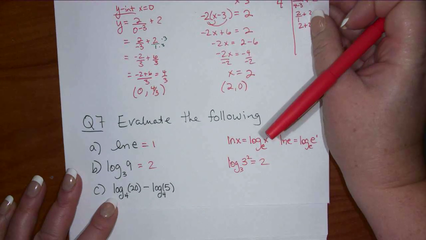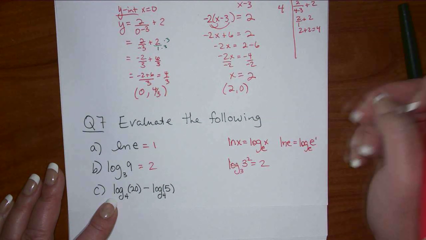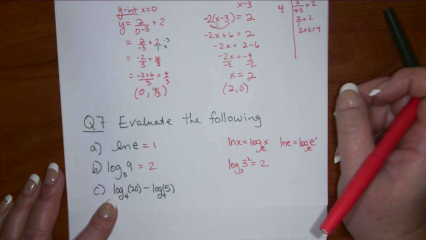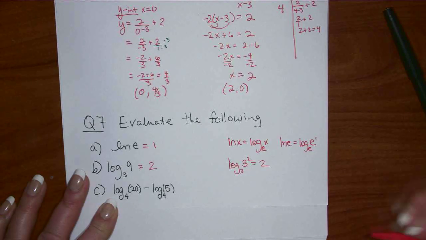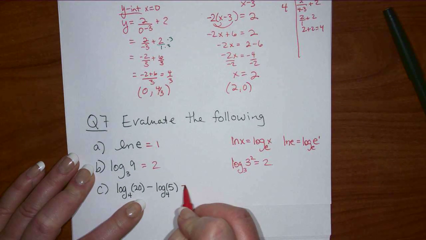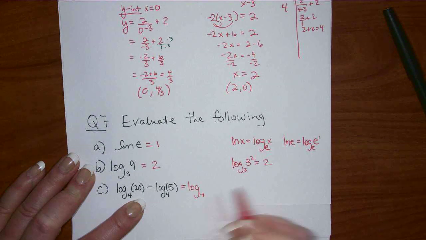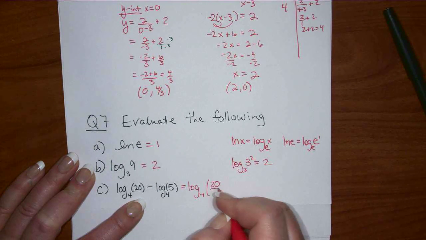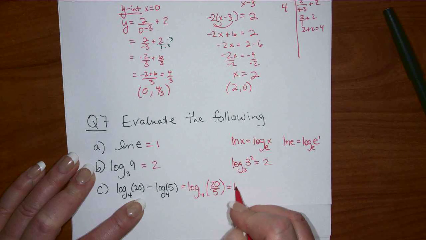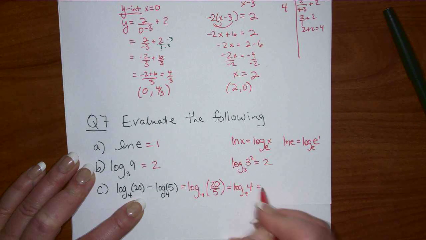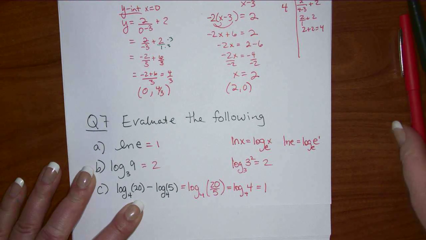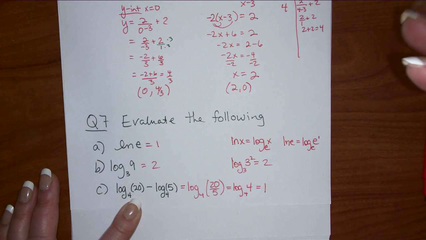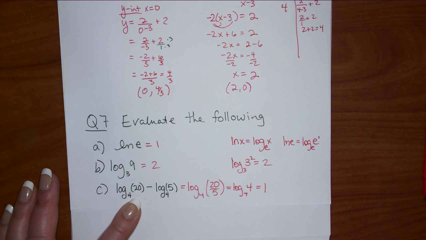Is 20 a power of 4? No. Is 5 a power of 4? No. Can we combine them to a single log? Yes. And when there's a minus in between, what's the rule? Divide. So you write one base, one log, and then you divide the two arguments. So this would be 20 divided by 5. What's 20 over 5? 4. Now what's the answer? 1. Great, a little more to it, but still just a one-point question, right?